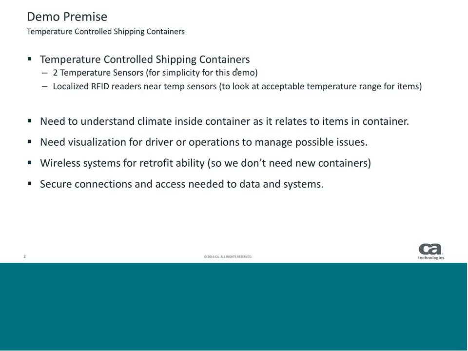So the premise that we're looking at here is temperature-controlled shipping containers, right? So a refrigerated truck is really nothing more than a truck with a refrigerated container on top of it. And where our big focus is for something like this is inside the actual container itself. So we want to look at maybe a couple of different points. And in this instance, we're going to look at the front of the truck and the back of the truck for simplicity's sake. And then we're going to look at 2 localized RFID readers, or near-field communication readers, to look at acceptable temperature ranges for whatever might be in the truck.